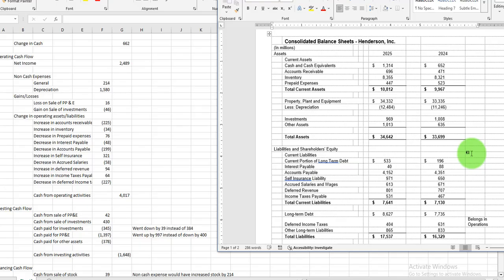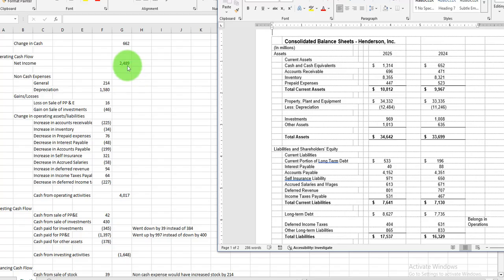Anytime you do a cash flow, the first thing to figure out is the change in cash. So we take the difference between the cash at the end of the year and the cash at the beginning of the year, and that gets us 662. In millions, thousands, doesn't matter. We're not worried about that as much as we are the process here. So the change in cash is 662. That is what we need to explain. Until we have that, there's not much point going forward.